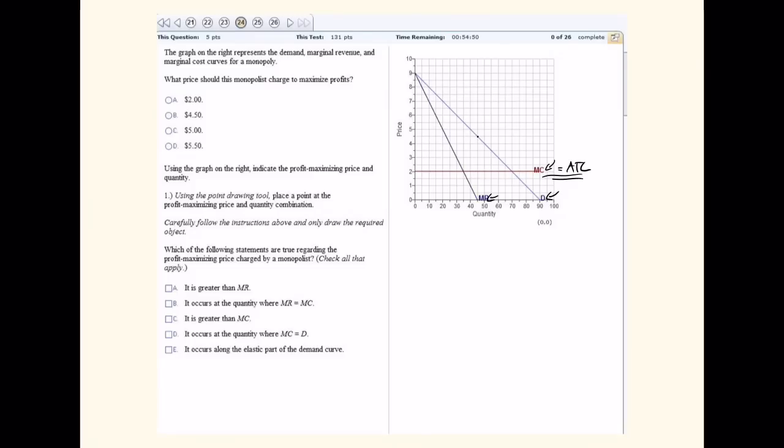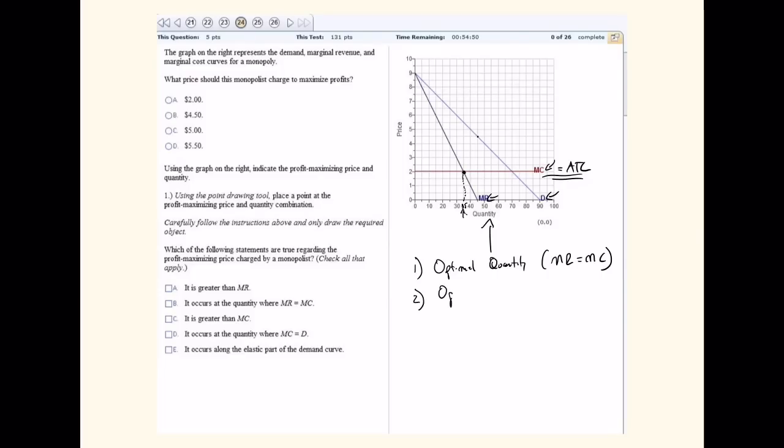So remember, when we're trying to solve this problem here, the first question we're asking ourselves is, what's the optimal quantity that the monopolist should produce at? And that's just where marginal revenue equals marginal cost. So we can see here, this is where marginal revenue equals marginal cost. Draw a line down to 35, and this is our optimal quantity to produce at.